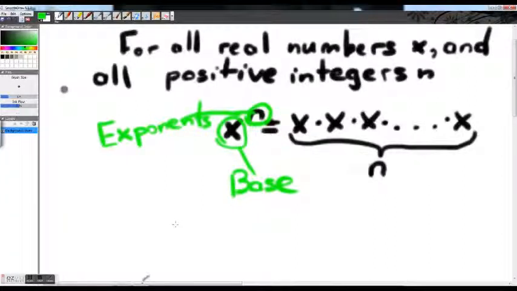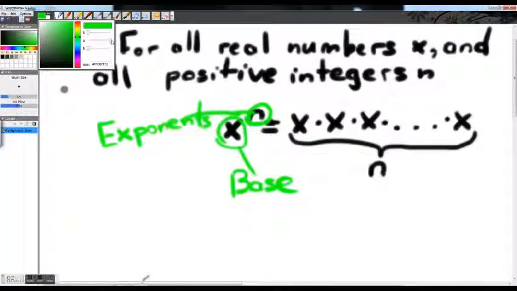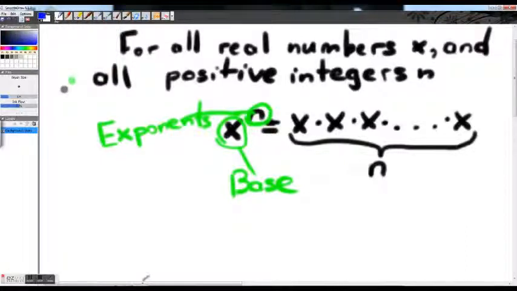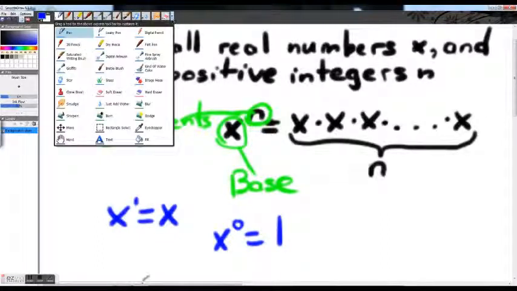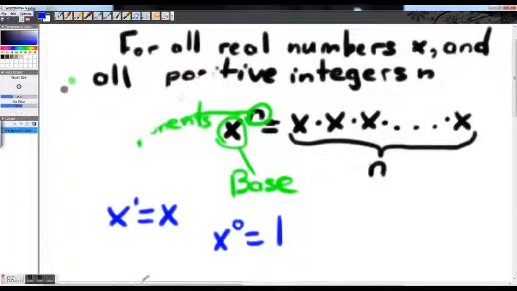Of course, this means that if we were to take x and raise it to the first power, that would equal x. And if we took x and raised it to the 0th power, we'll have 1. Okay. So with that definition, let's look at a couple of examples.